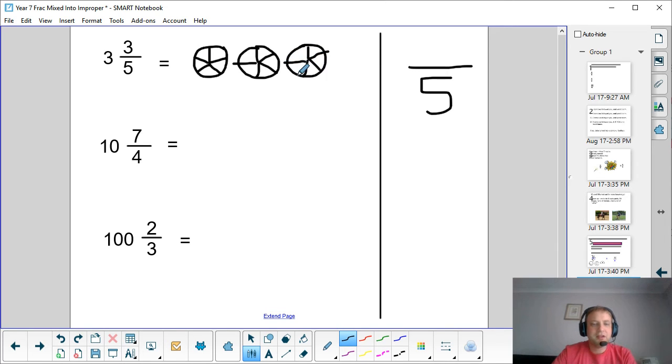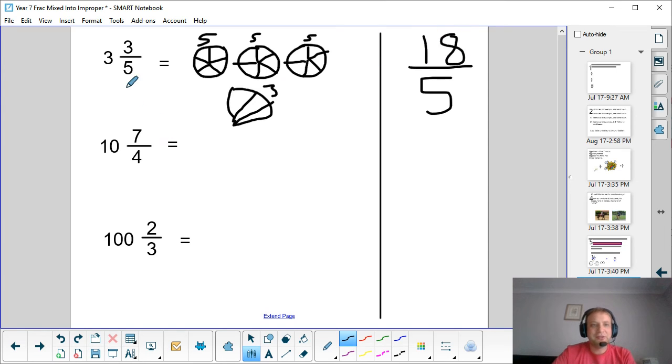3, 4, 5. Okay, and what you can see here is that there are 15 pieces. Now, because we're chopping all our wholes into 5 pieces each, we've got 15 pieces. That doesn't take into account the fact that we've got 3 other pieces already in this fraction, right? So we have to add them on. So we've got 5 here, 5 here, 5 here, and 3 there, and that makes 18 fifths.